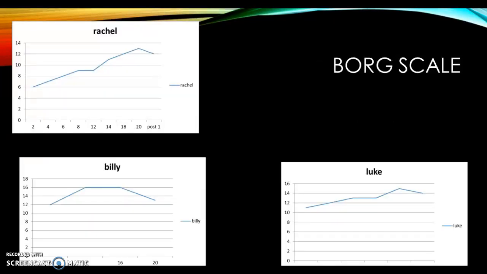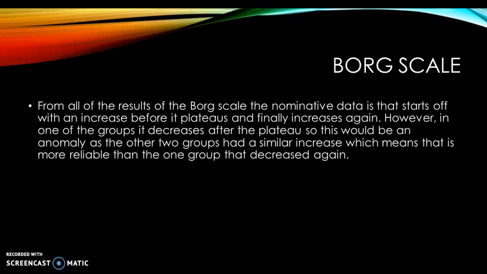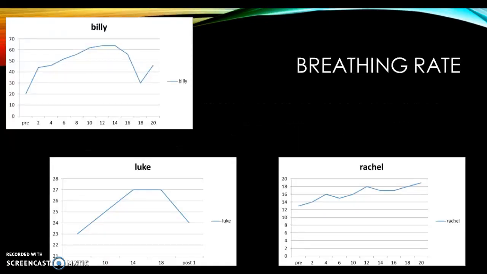Borg scale. From all of the results of the Borg scale, the nominative data is that it starts off with an increase before it plateaus and finally increases again. However, in one of the groups it decreases after the plateau, so this would be an anomaly, as the other 2 groups had a similar increase, which means that is more reliable than the one group that decreased again.